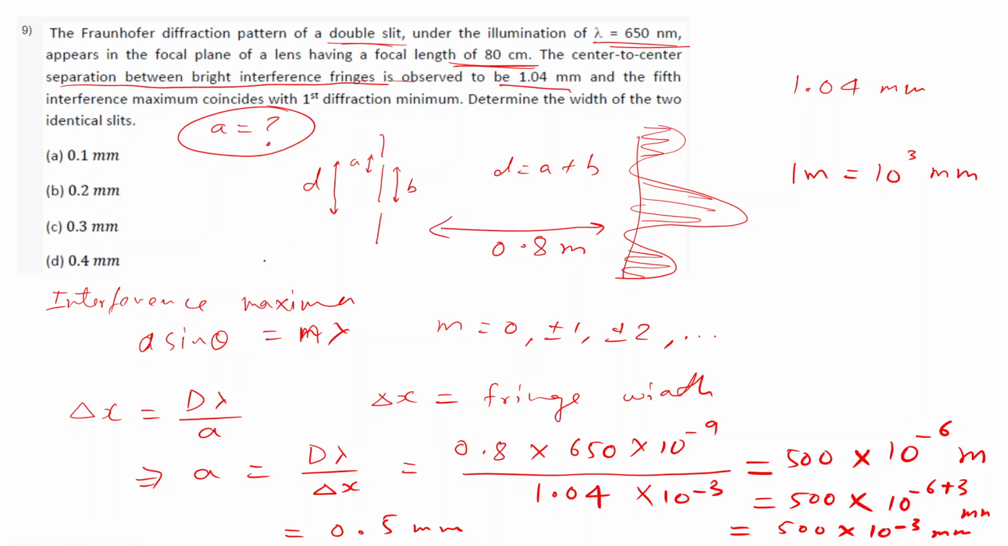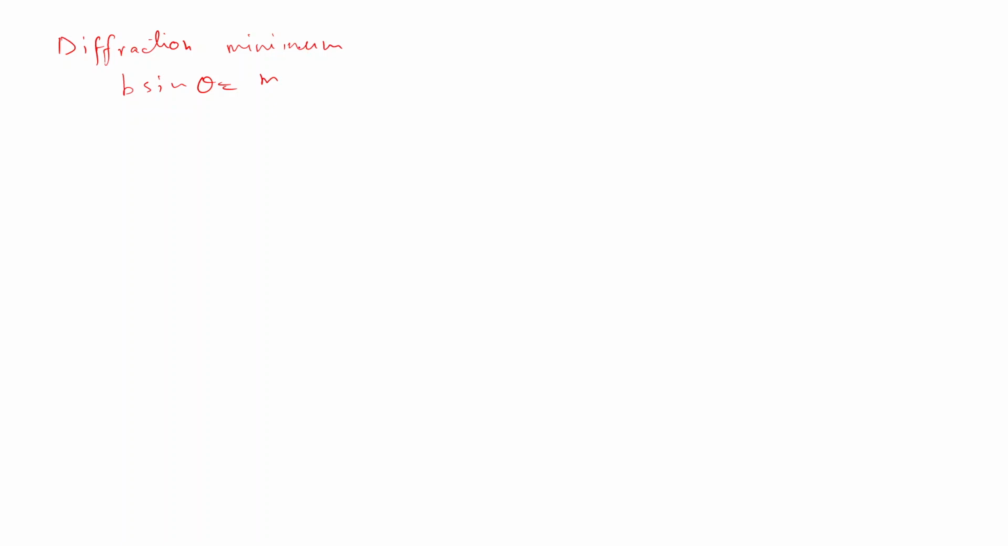Okay, mistake. It should be basically D, the slit separation. I am calculating the slit separation using Young's double slit experiment. And here in the diffraction minima condition, we consider the width of each slit, meaning A I am talking about. So it will be m lambda. Now for first order it will be 1.